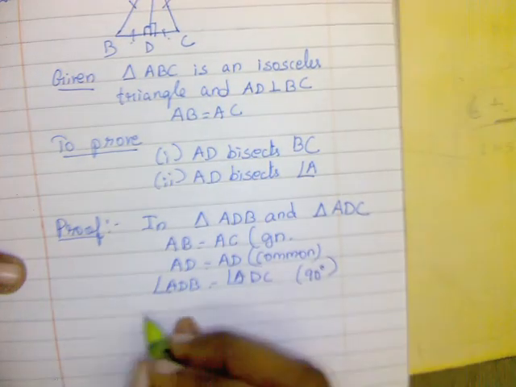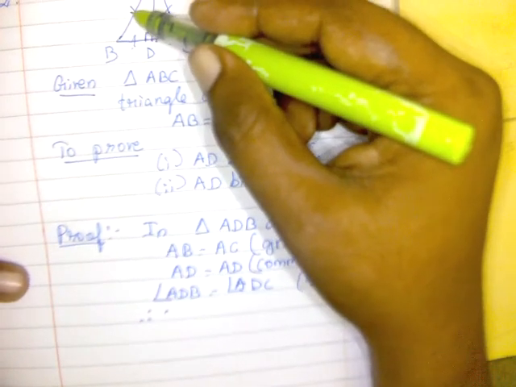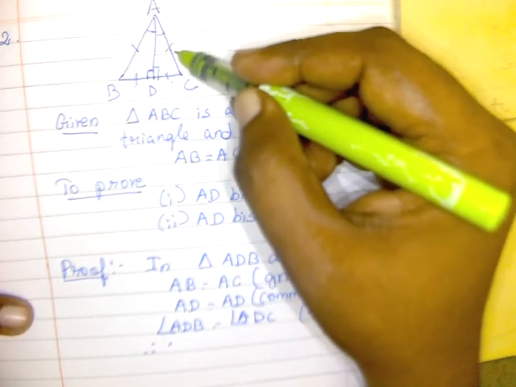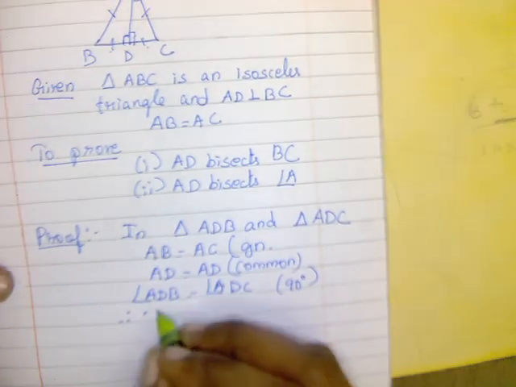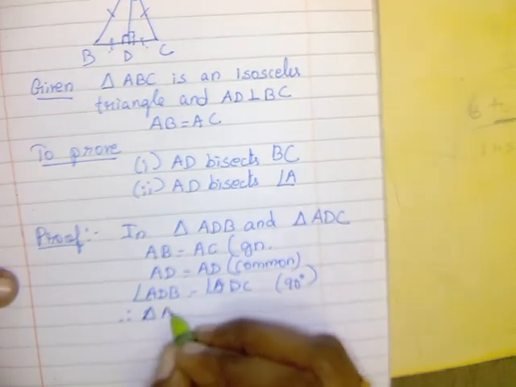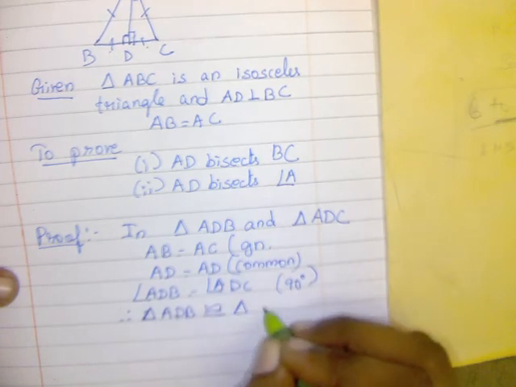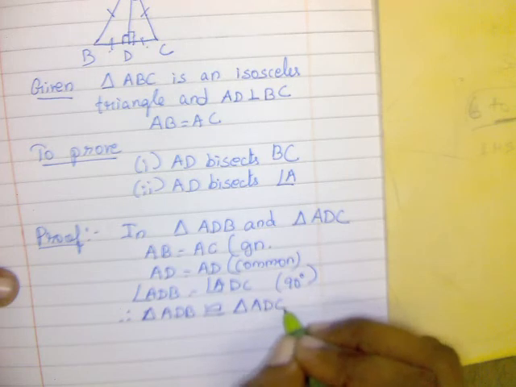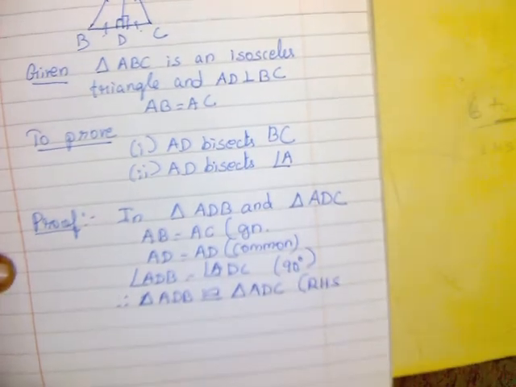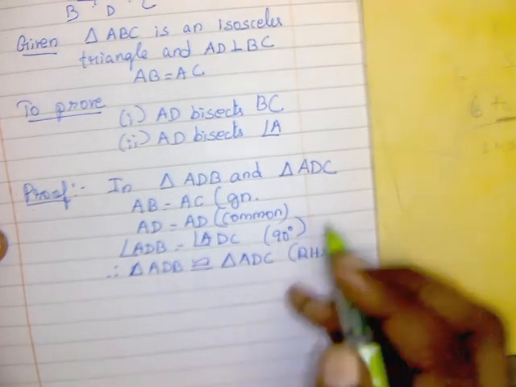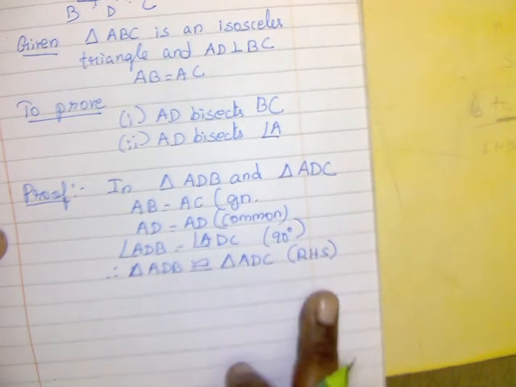So what can you prove? The side opposite the 90 degree angle is the hypotenuse. You know that, right? This is the hypotenuse. So what rule did we use here? RHS. Therefore, triangle ADB is congruent to triangle ADC by RHS: right angle, hypotenuse, side. That rule we used and said the two triangles are congruent.